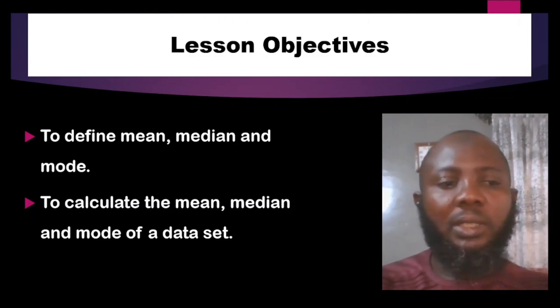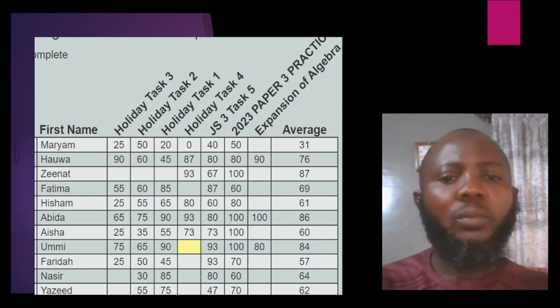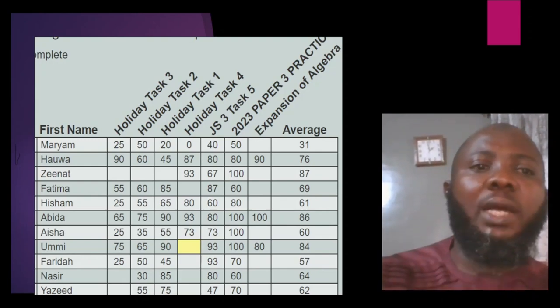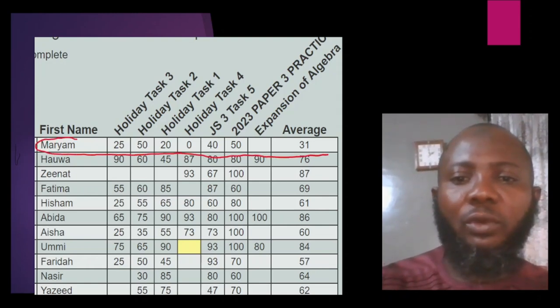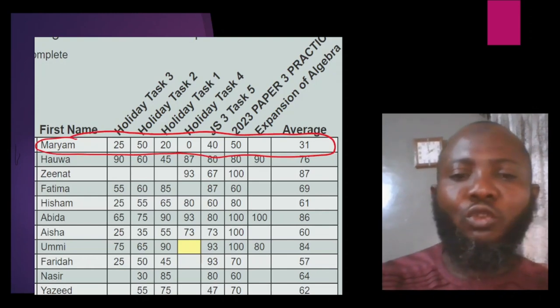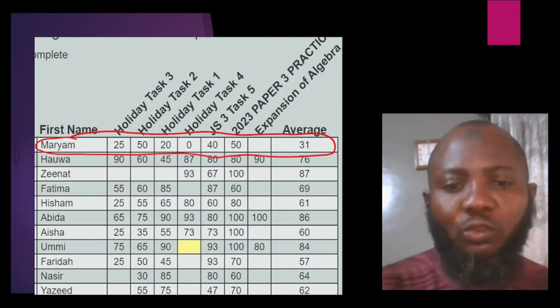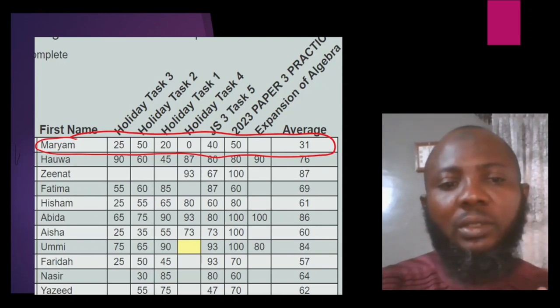So let's look at this. Let's start with this. If you look at what we have on the screen here, we have scores of students in some tests or some tasks, as you can see. If you look at the first student that we have there, Miriam, she has the following scores. So how do we relate with this data? That is what this topic is all about. We want to compare the scores of each of them together.